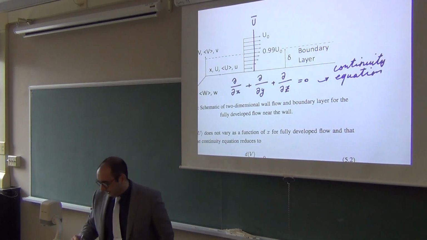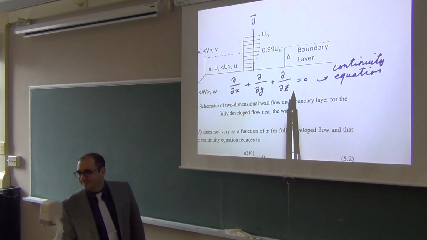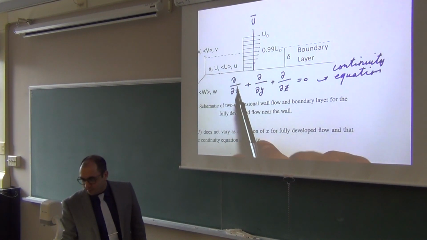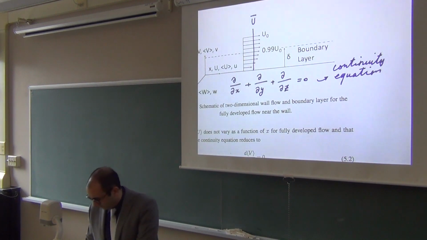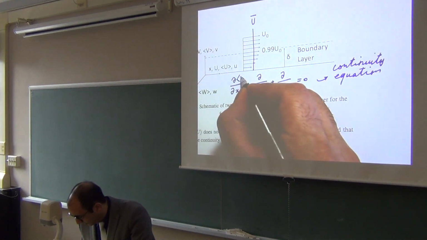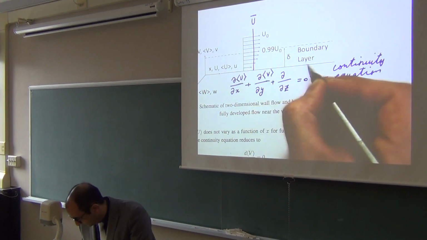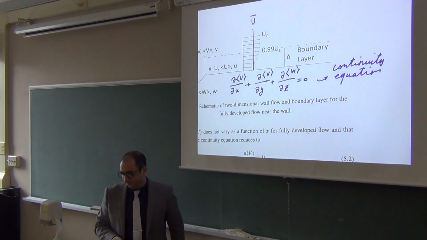Can you help me fill in the missing parts here? For a constant property flow, what am I taking the partial derivative of? Velocity. Mean velocities, yeah. U, V, W. Okay.